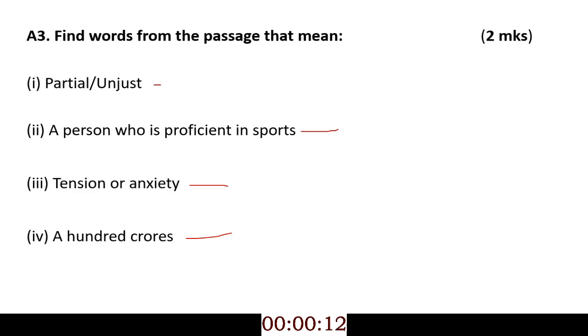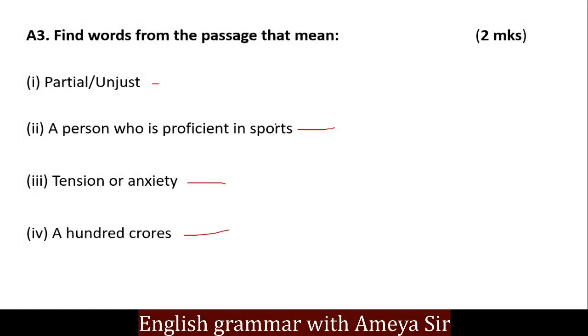I hope you have the answers ready because you now have under 10 seconds left. And your time is up, and I hope you have the following words. Partial, unjust: dodgy decisions. Remember that word? The next one, person who is proficient in sports, is an athlete. Did you get that? Tension or anxiety, the word is stress. 100 crores, the word is a billion. And I sincerely hope that you scored full marks here.